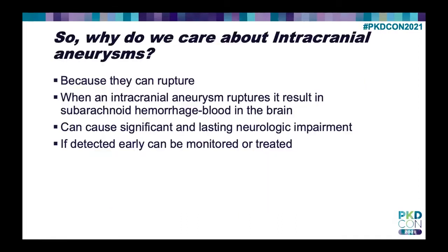So why do we care about these intracranial aneurysms? The reason is because they can rupture or burst. When an intracranial aneurysm, an aneurysm in the brain, ruptures, because the brain is a closed space, it results in what we call subarachnoid hemorrhage, or blood in the brain. This can cause significant and lasting neurologic impairment. If we were able to detect that early, then it could be monitored or treated. So it's very important to find these early if you can.